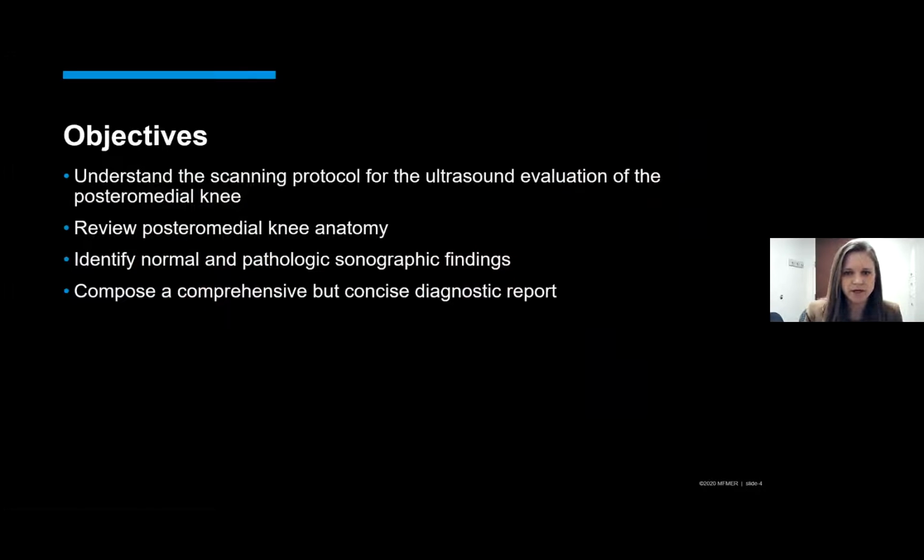So the primary objectives of this presentation are to understand the protocol for the ultrasound evaluation of the posterior medial knee, to review the relevant anatomy, identify both normal and abnormal findings, and then to finally compose the diagnostic report.